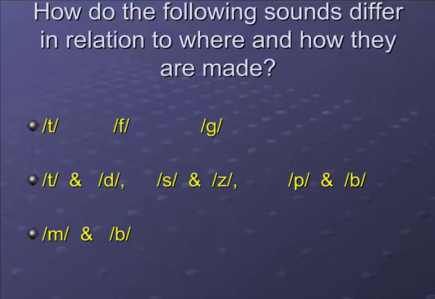That is, d, z, and b are voiced, which means that your vocal cords vibrate, whereas they do not with the other ones. And how about m and b? How do they differ? M, b. Well, in the case of m, the airflow comes out of your nose and not out of your mouth.